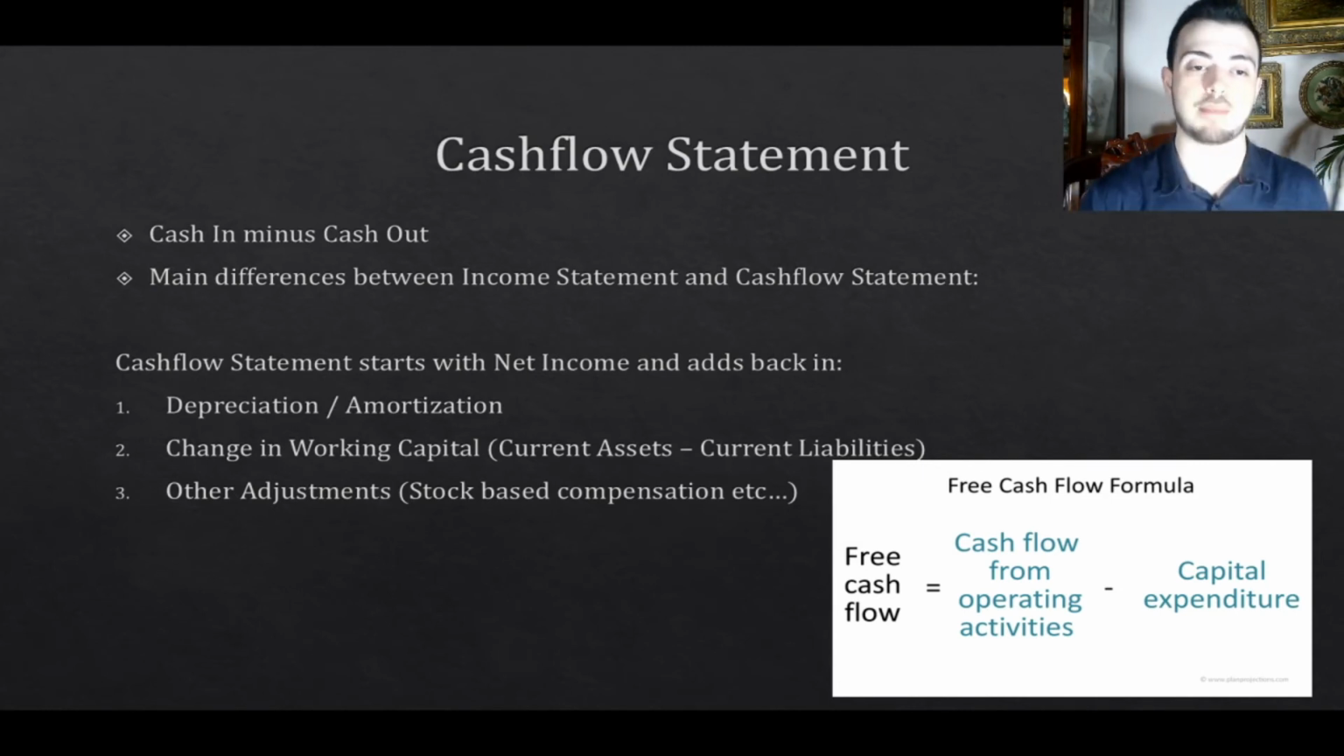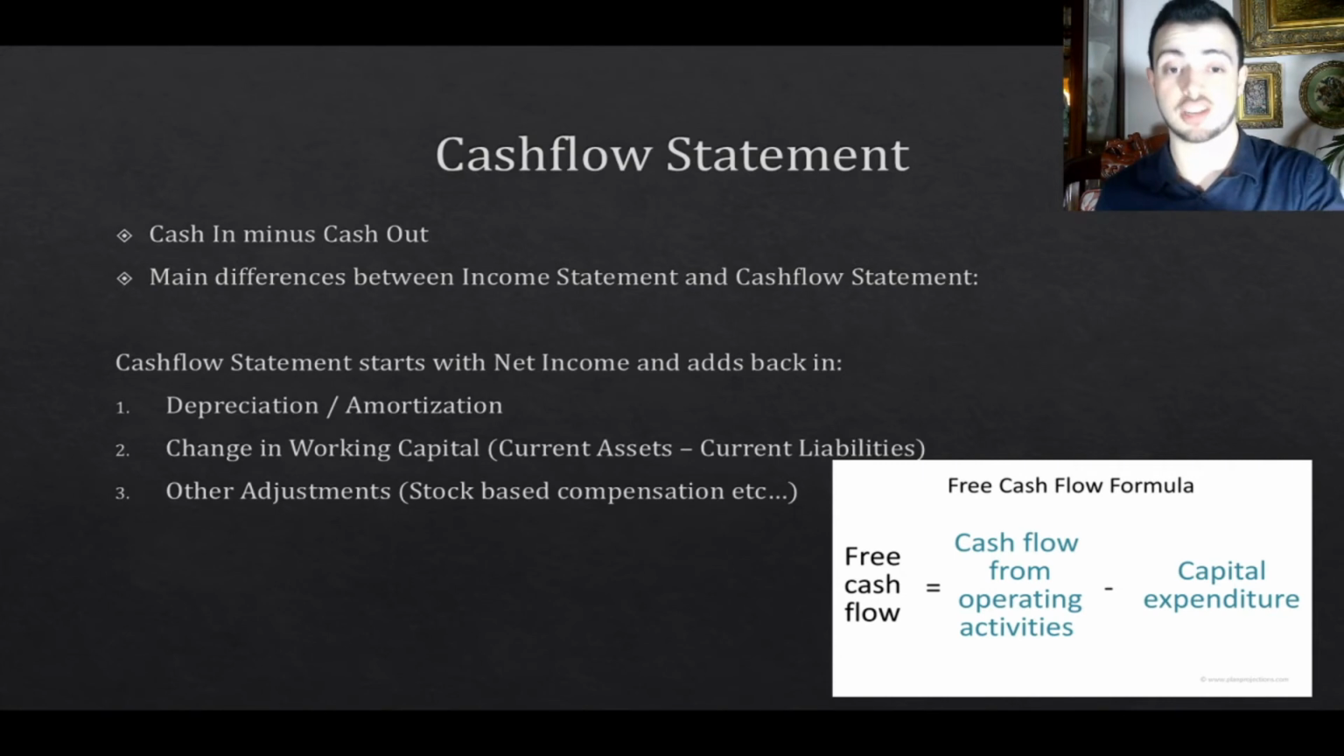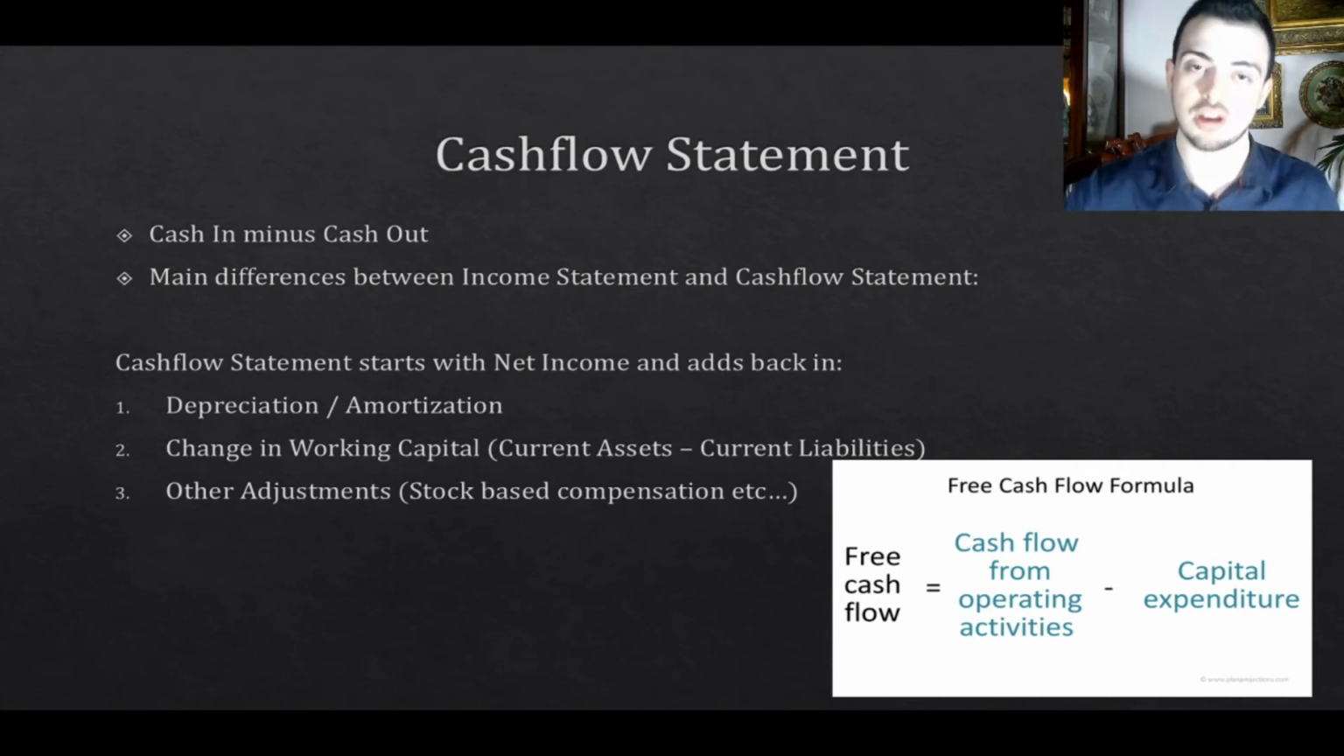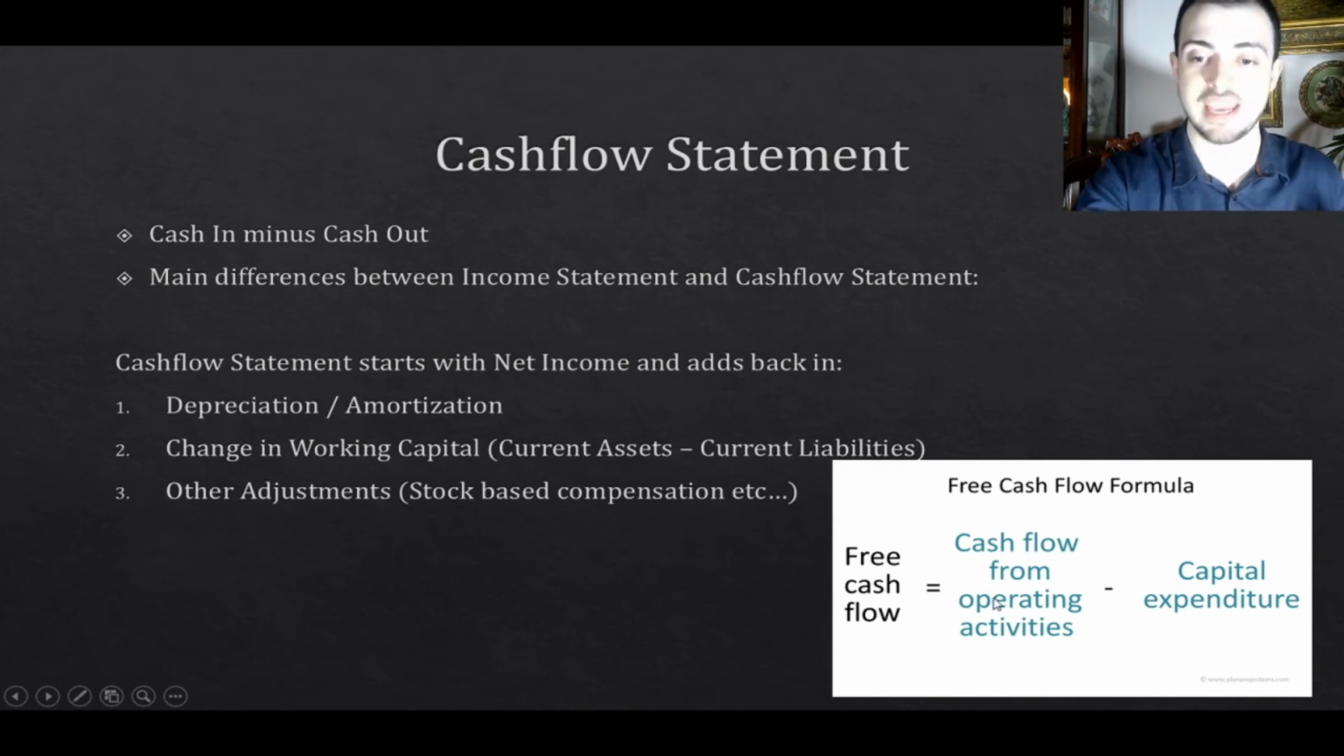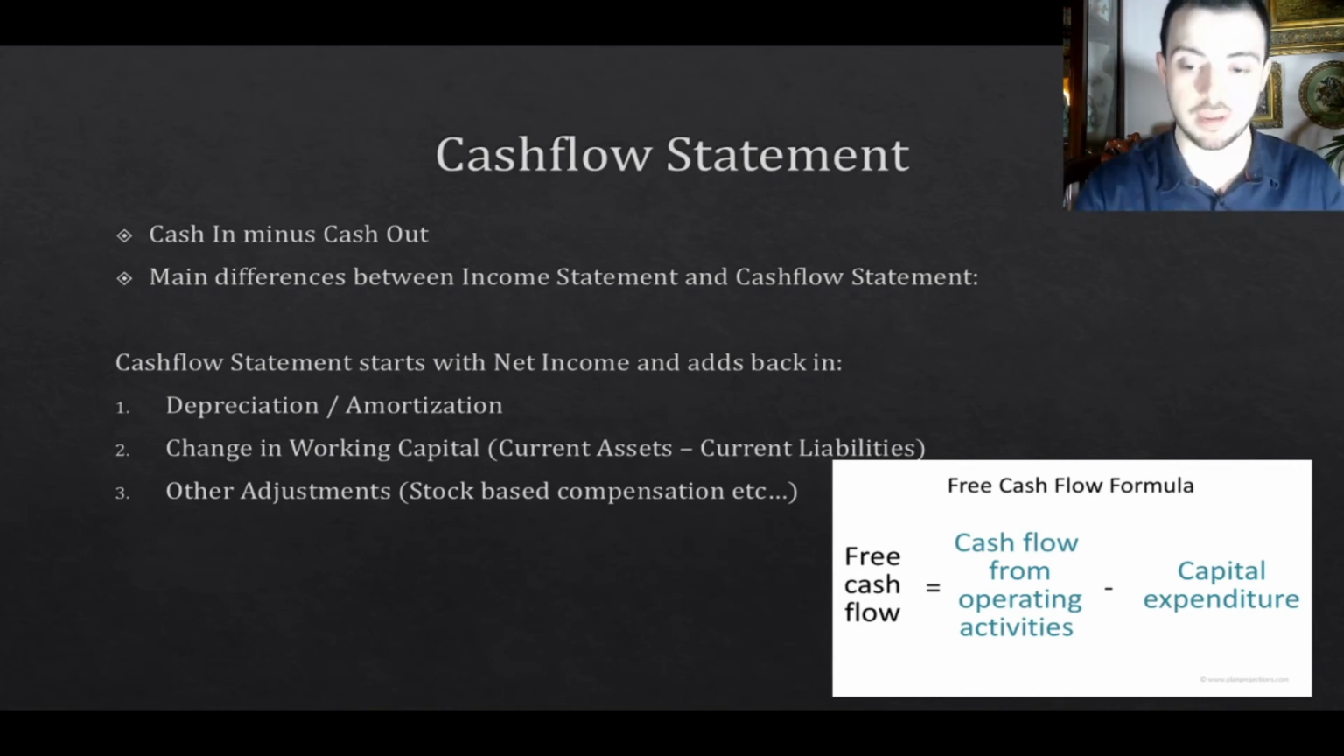And also what you add back on is other adjustments such as stock-based compensation. So when a CEO performs well, the company rewards him with stock or stock options. This is technically a non-cash expense, so we don't consider it in the cash flow statement. And the main formula for free cash flow is equal to cash from operating activities minus capital expenditures. We'll be seeing what those mean.